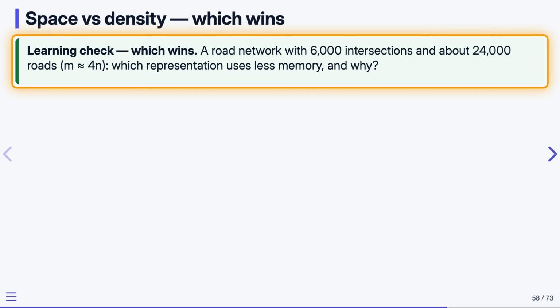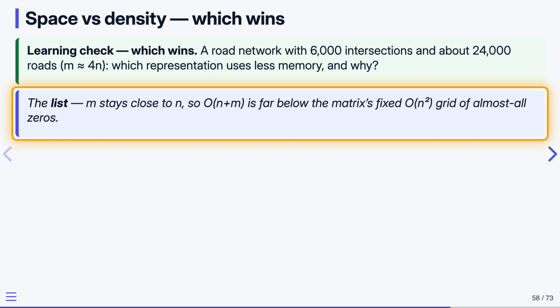One more check. A road network with 6,000 intersections and about 24,000 roads, so m is about 4n. Which representation uses less memory, and why? Pause and decide. The list wins. m stays close to n, so O(n + m) stays far below the matrix's fixed n squared grid, which here would be almost all zeros.